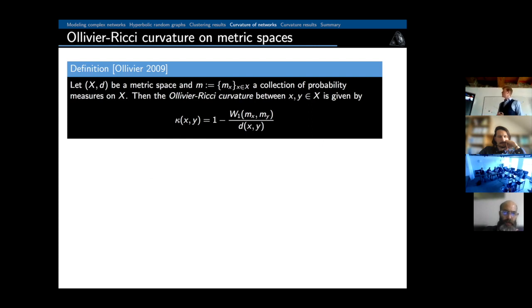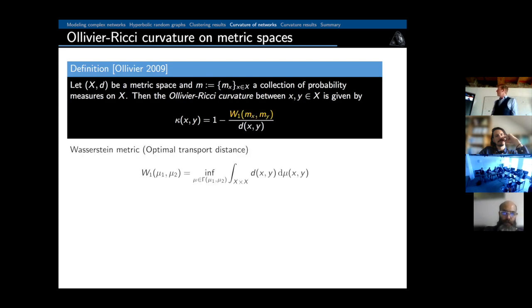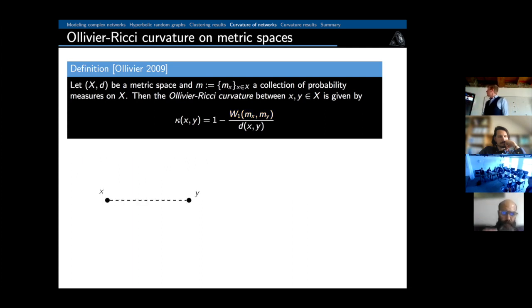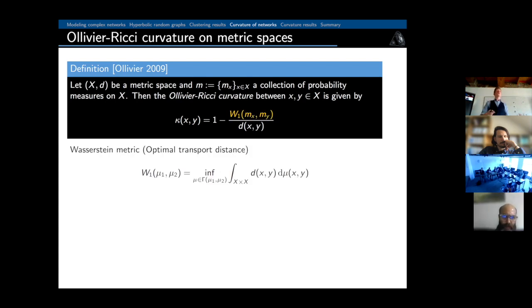So here (X, d) is a metric space, and on top of this metric space, we have for every point a probability measure on the other points of the space. And then if you take two points in the space, then Ollivier-Ricci curvature is defined as given here. Let me explain what this is. This W1 is just the Wasserstein metric, or the optimal transport distance, between the two probability measures, the one at x and the one at y that you have given me, whose formula is given here. And of course, d is the distance. So you look at the optimal transport distance, normalize it by the distance, and it's 1 minus that fraction.